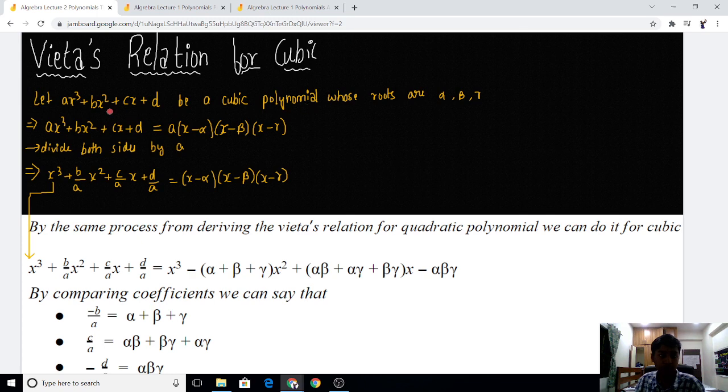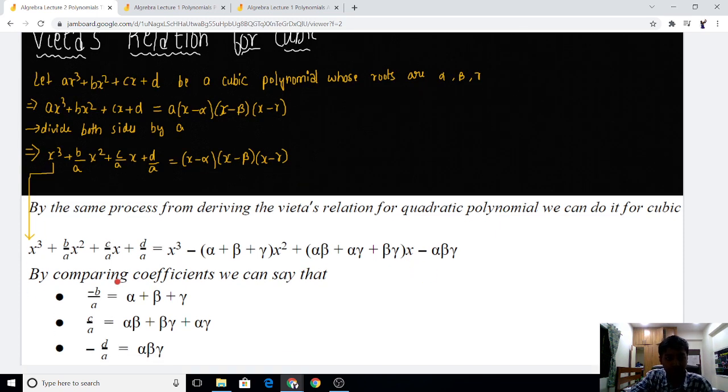So I'm dividing the whole thing by a. The same way we have written for quadratic, we can write it for cubic also. I'm writing it as a into x minus alpha into x minus beta into x minus gamma. So divide everything by a. Here the coefficient is 1 plus b by a plus c by a and d by a, and here a gets cancelled directly, and x minus alpha into x minus beta into x minus gamma. When you open this and expand, you get this equation.